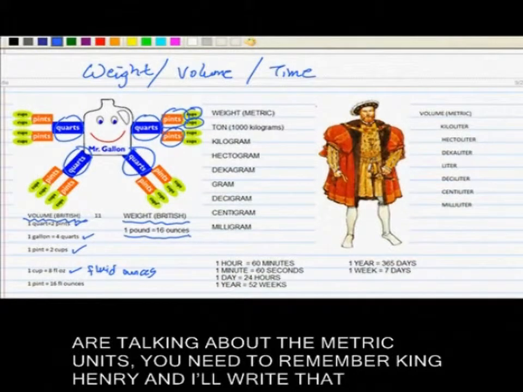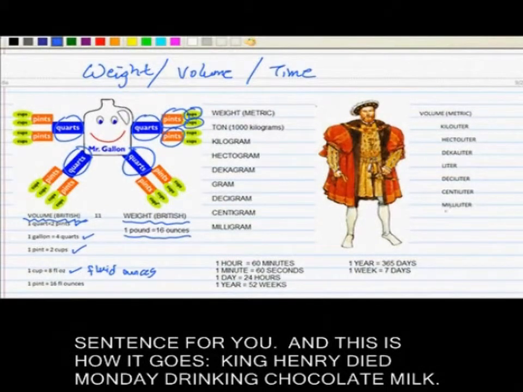Now, if we're talking about the metric units, you need to remember King Henry, and I'll write that sentence for you. And this is how it goes. King Henry died Monday drinking chocolate milk.